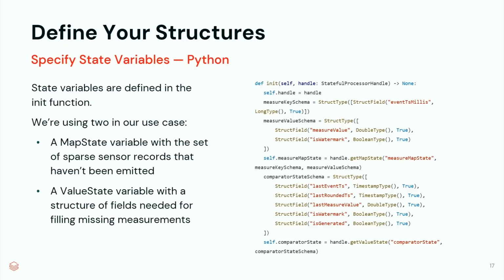How you define these structures in Python is in the init function. So in this init function, you're going to use either DDL or struct type, again, when you're defining the structures of those state variables. In our use case now, let's go to the concrete use case. So we're defining 2 state variables. We're defining a map state variable that's going to have the set of sensor values that we have not emitted yet. And then a value state variable. There's some things that we need to keep track of between microbatches so we know what we're going to fill next. So we're using a little structure in a value state variable to accomplish that.